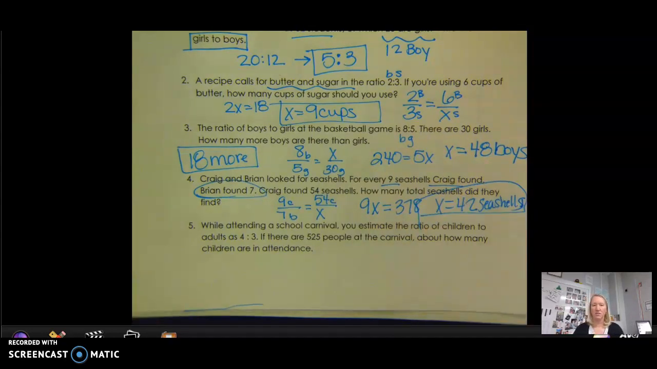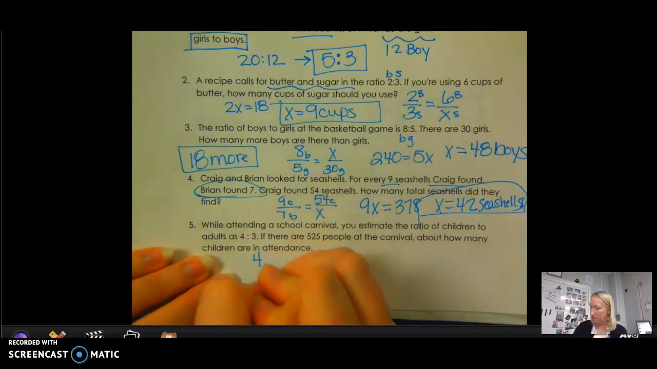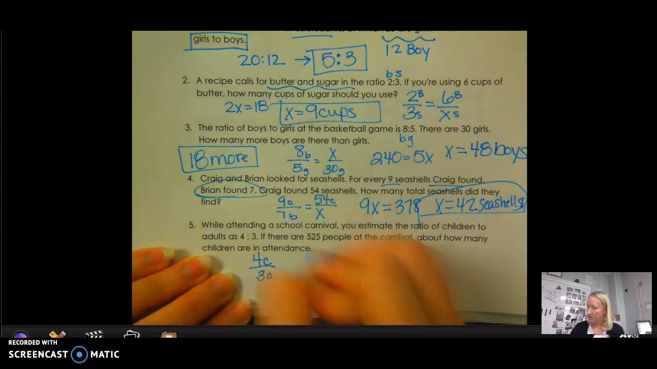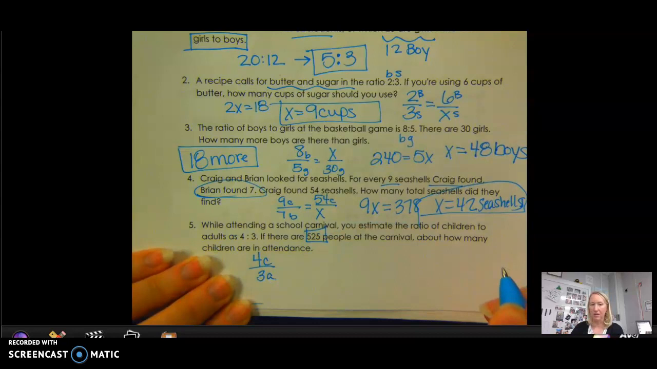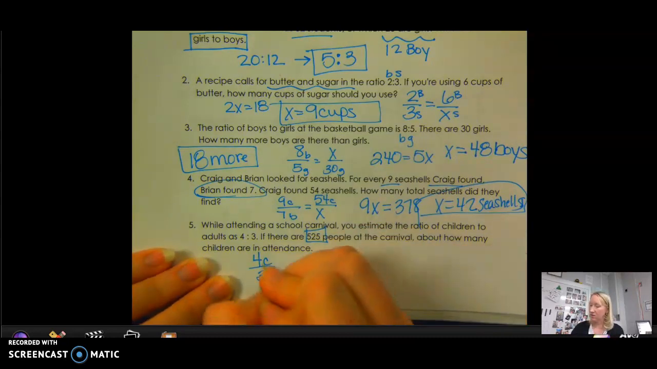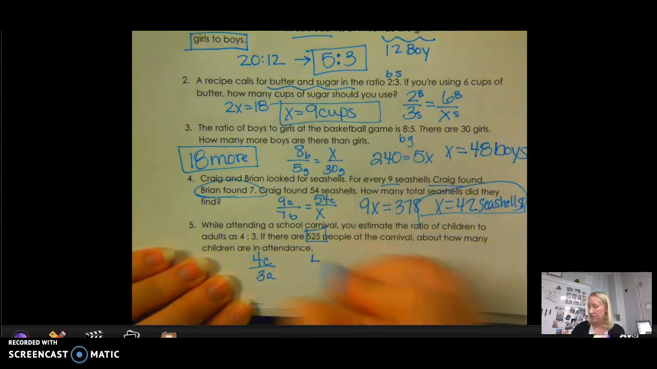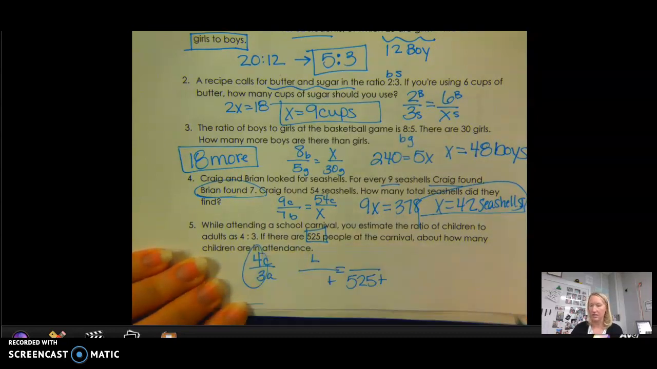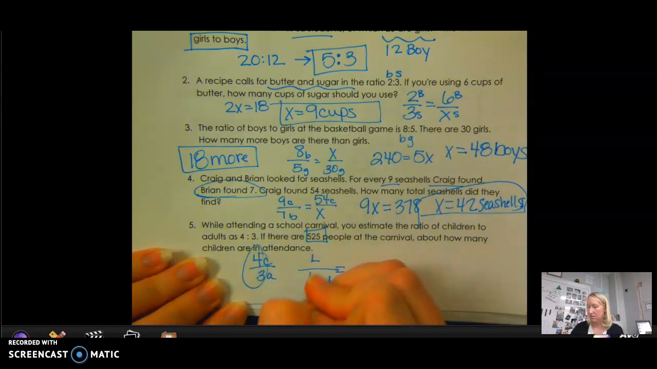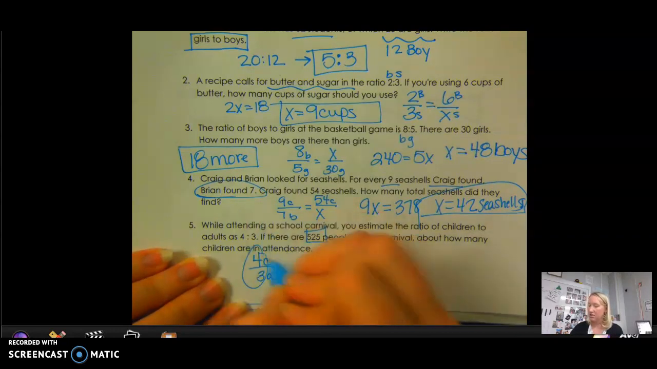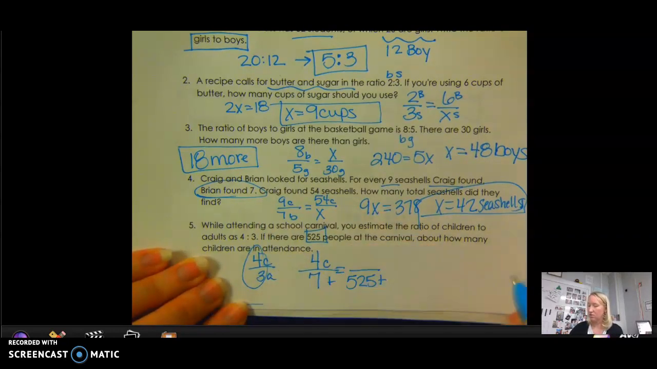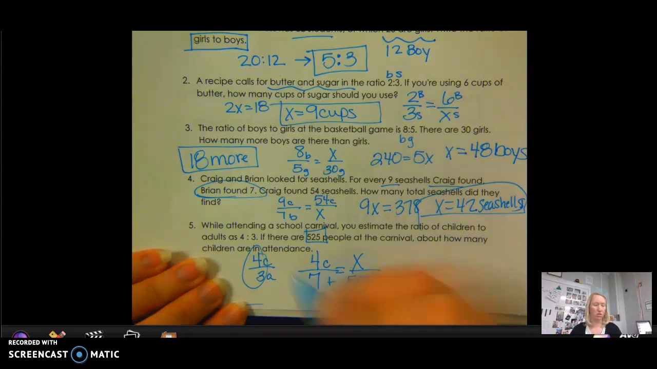While attending a school carnival, you estimate a ratio of children to adults is 4 to 3. So 4 children for every 3 adults. There's 525 total people. About how many are children? So we want children in this scenario. So remember, 525 is a total. So I need a total over here. Total would be this, adding the children with the adults. So that'd be 7. But we want children. So I'm going to use the 4 for the children to x how many children total.